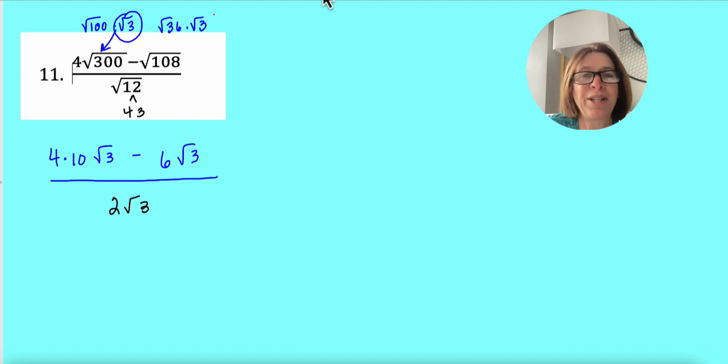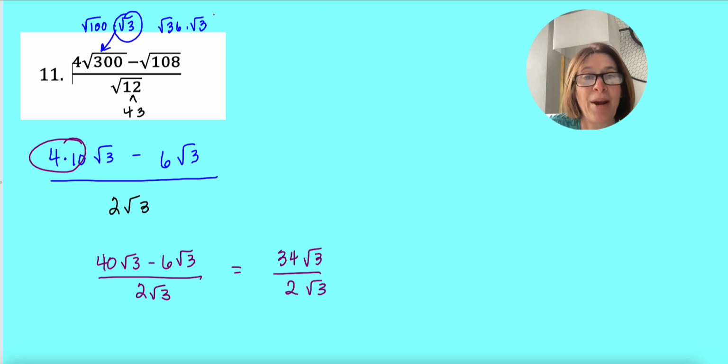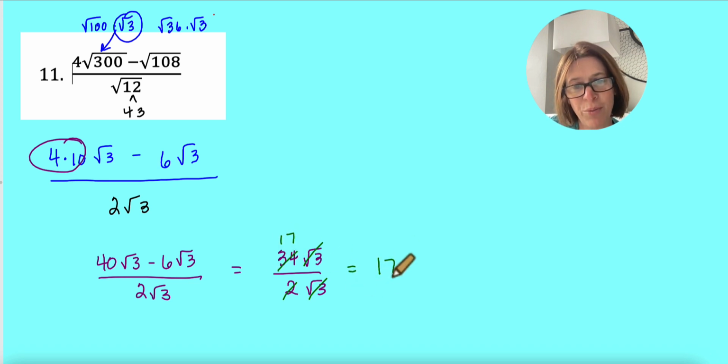All right, now we do our multiplication. So 40 root 3 minus 6 root 3 all over 2 root 3. All right, so that's going to give me 34 root 3 divided by 2 root 3. All right, now here, these roots can actually cancel, and 2 does go into 34 17 times. So my answer would have been the real number, 17.